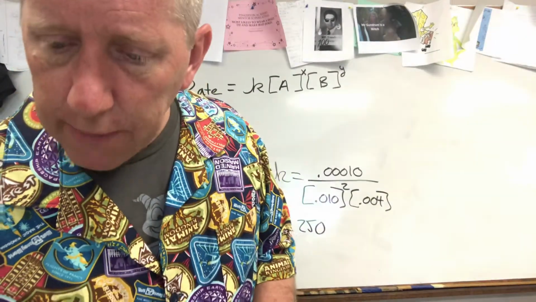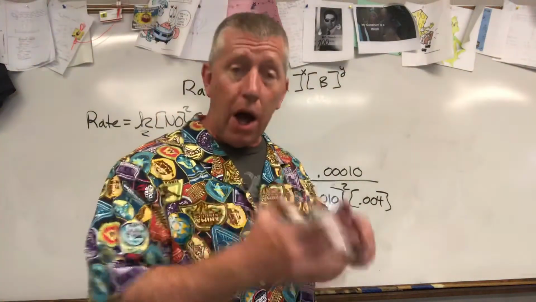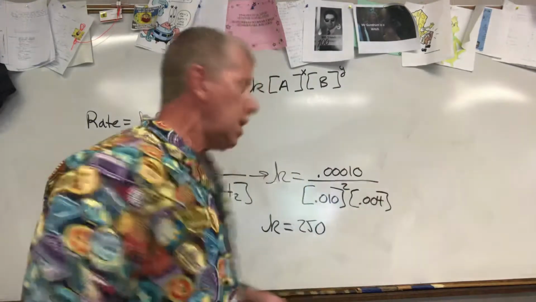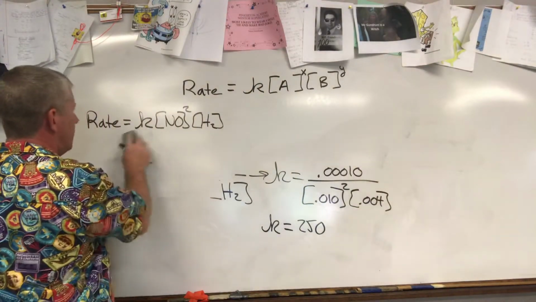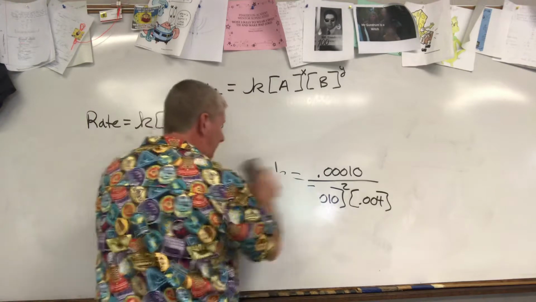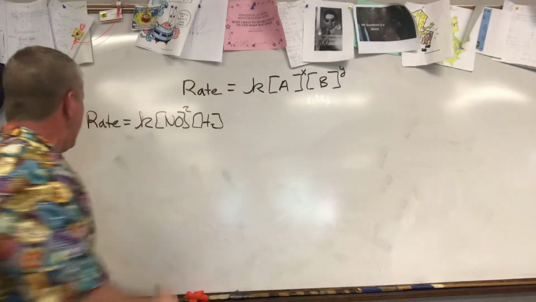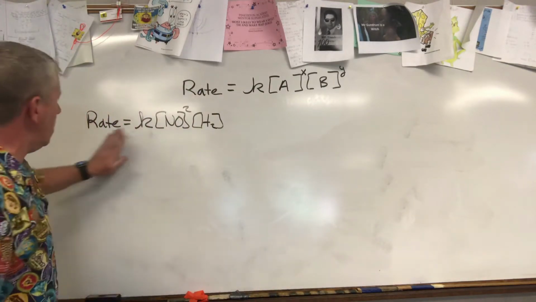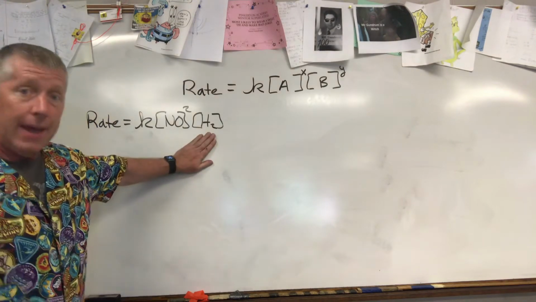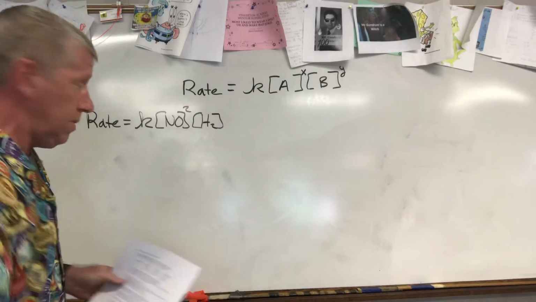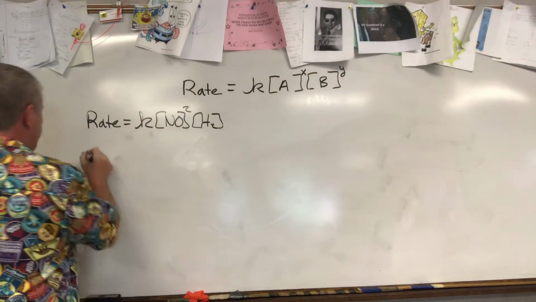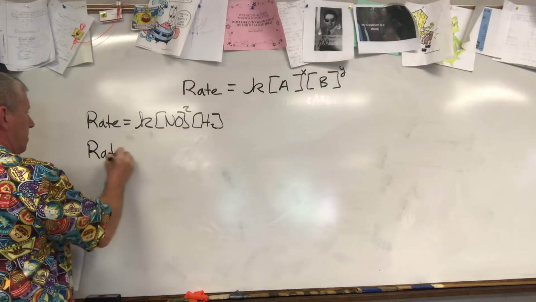Determine the rate of the reaction when the concentrations are given. Here's our equation. We have our equation for this reaction at this temperature. We have this rate, and it wants to know that, so all I need to do is plug in. They told me the concentrations. Let's put those in, solve for rate, and get this problem done.